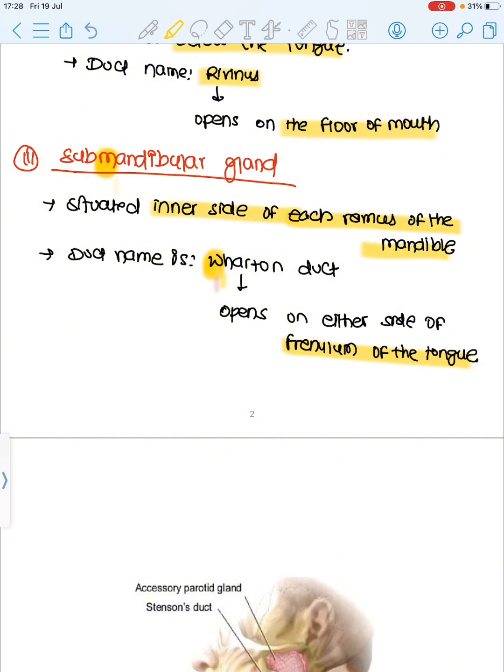Now let's come to the volume and pH of the saliva.